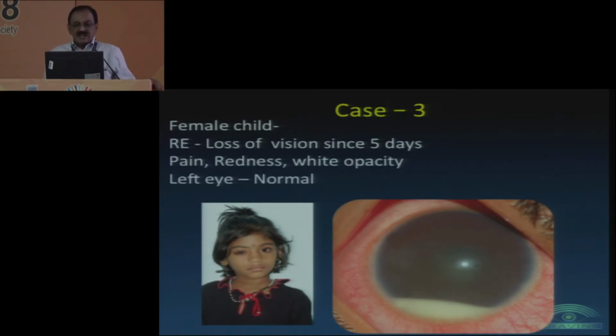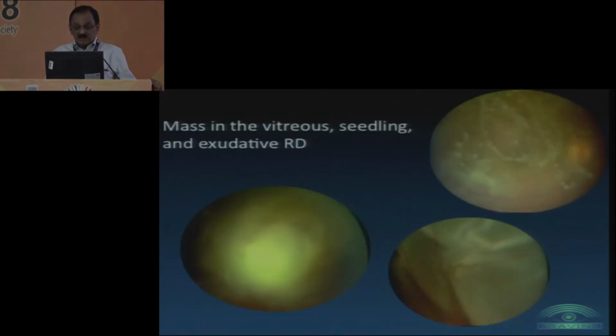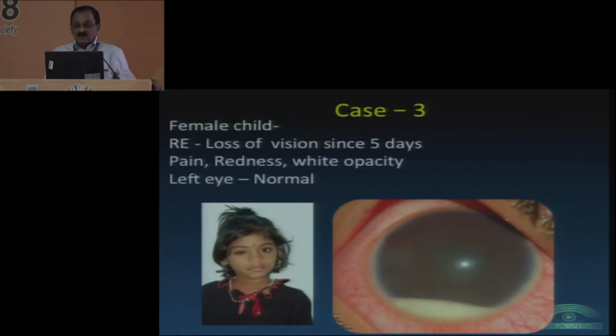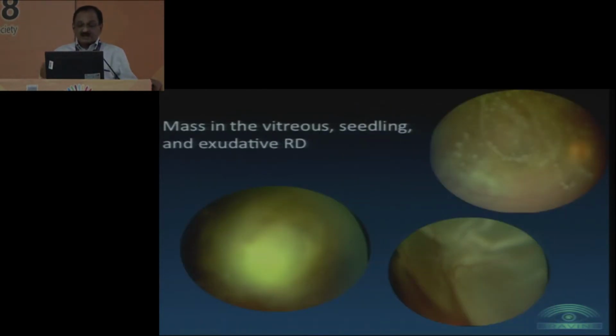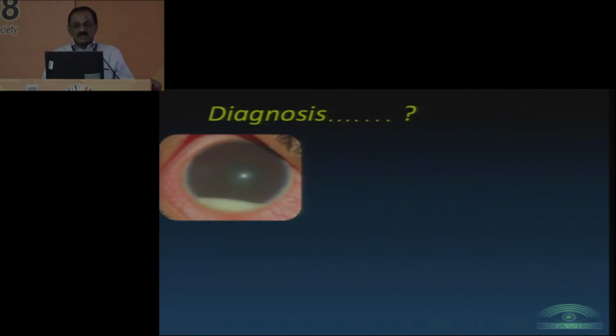This is another child who had a sudden loss of vision in one eye. She came with a hypopion in the eye, and then with severe congestion. The fundus showed a mass in the vitreous with seeding in the vitreous and an exudative detachment. Can somebody give me a diagnosis? Retinoblastoma. Good.